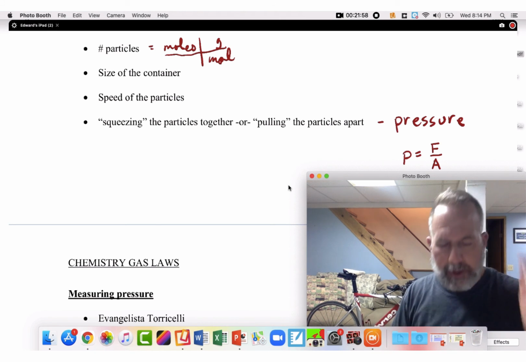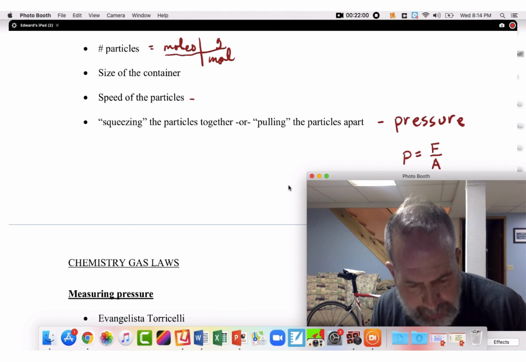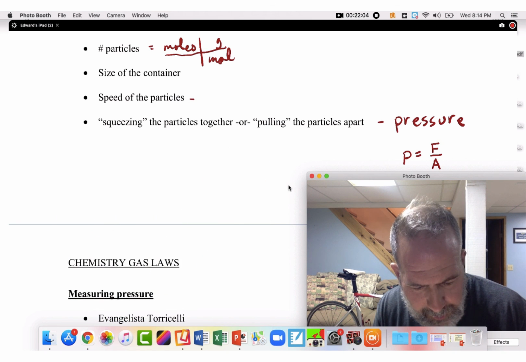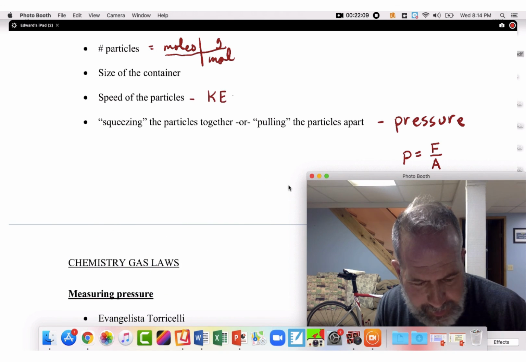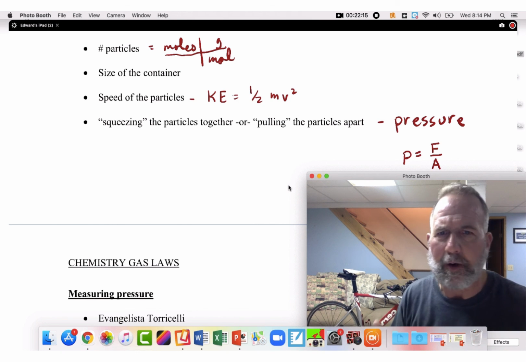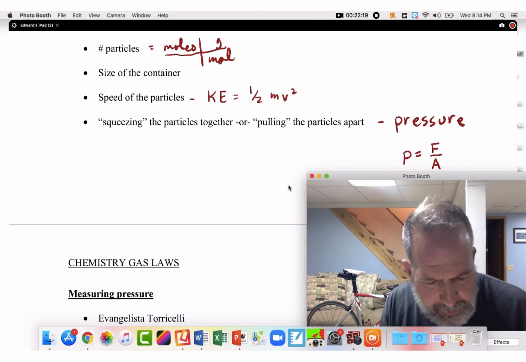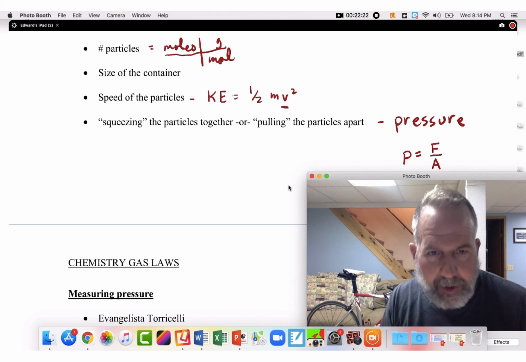Okay. Speed of the particles. And speed of the particles, we kind of said this already, right, is related to the kinetic energy, which we already said equals 1/2 mv squared. If you're doing your physics notes, kinetic energy is 1/2 mv squared, and the most important thing is the velocity, right, or the speed.